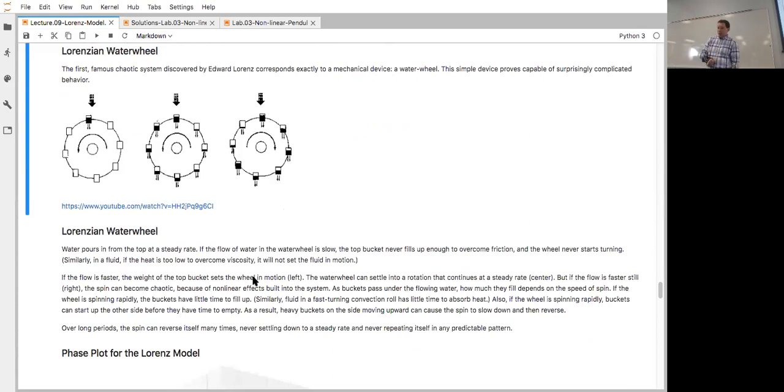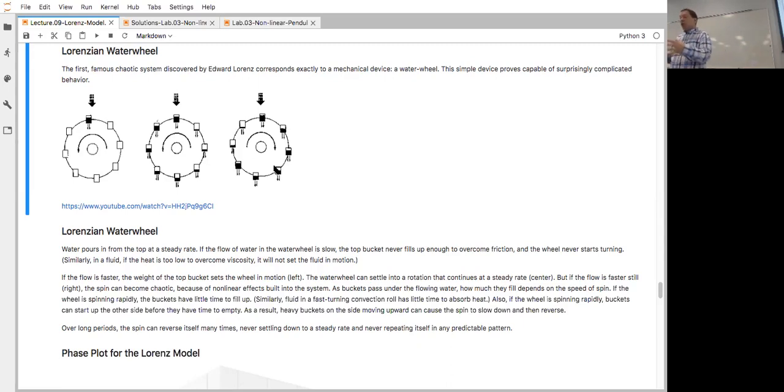Water's pouring at a steady rate, and the flow of water from each cup on the water wheel is slow, and the top water bucket never fills up enough to overcome friction. If the water is coming in too slowly, then the water will basically drip out and the thing will never start to spin. But if you get a critical flow, as long as it's flowing fast enough, you'll set the wheel into motion. And this water wheel can settle into rotation that continues either at a steady rate, or will speed up and slow down, or spin to the right or spin to the left. And over long periods of time, the spin will never settle down.